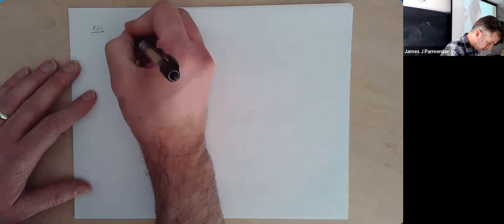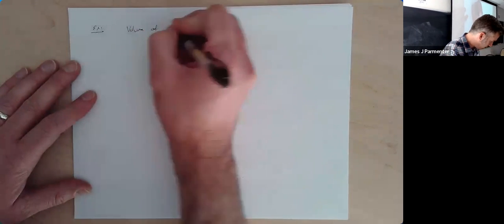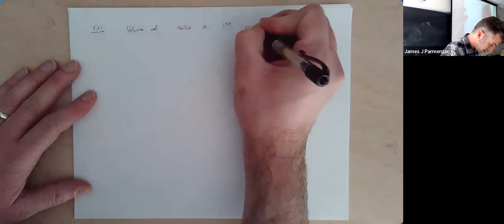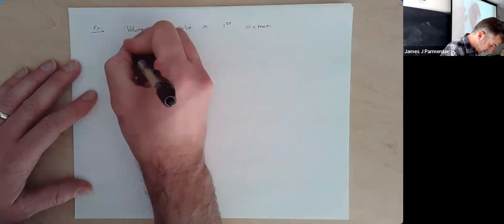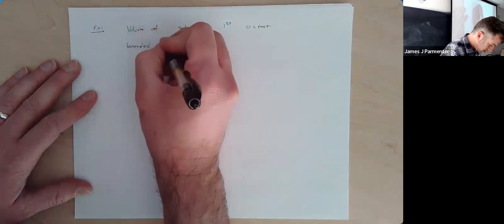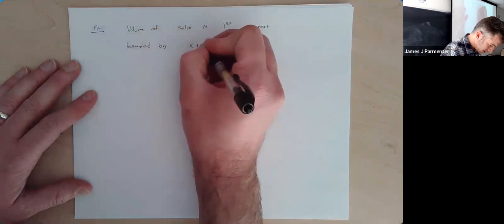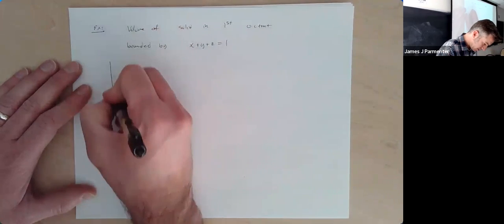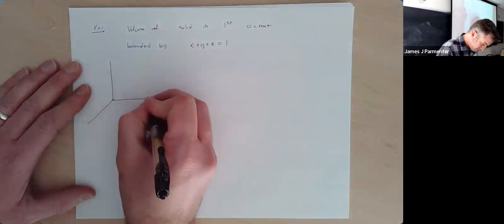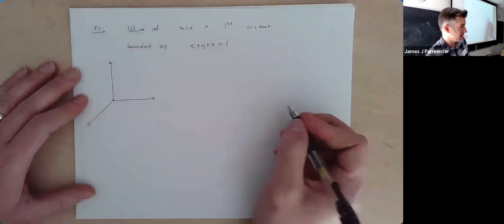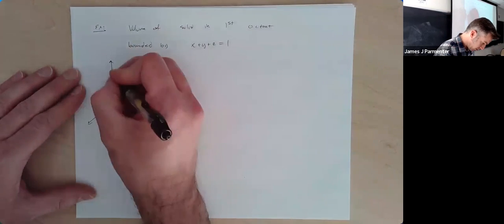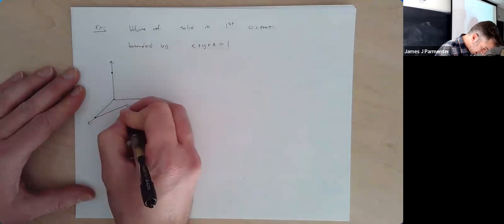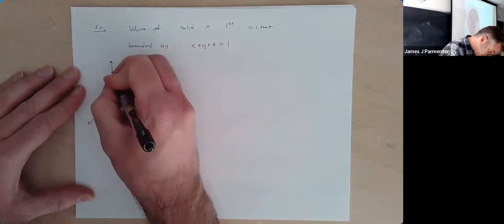So let's say we want to find the volume of the solid in the first octant bounded by x plus y plus z equal to 1. Here's what it looks like. It's got x, y, and z intercepts that are all 1. So intercept there, intercept there, intercept there. You can probably draw this one without screwing it up.